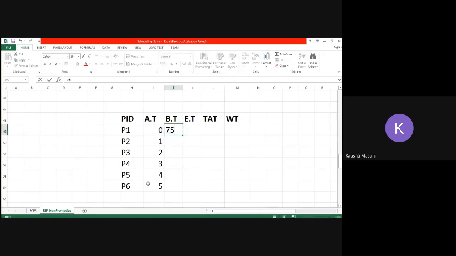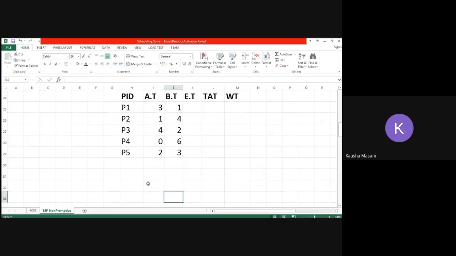Okay, done. Yes, ma'am. Okay. Let's prepare the Gantt chart first. Do we have a process arriving at 0? Yes, we do. And that is P4. Okay, so burst time we are considering 6. Correct.